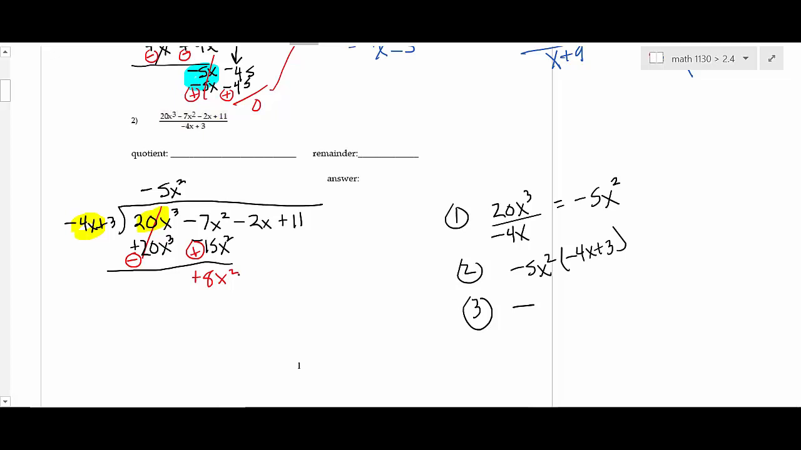Then what do you do? Bring down the minus 2x and you start all over again. So the fourth step is already doing that. All right, now go ahead if you haven't already done that. I'll give you a couple of minutes and see if you can finish that up. See if you caught on to this. So go ahead and finish it up.